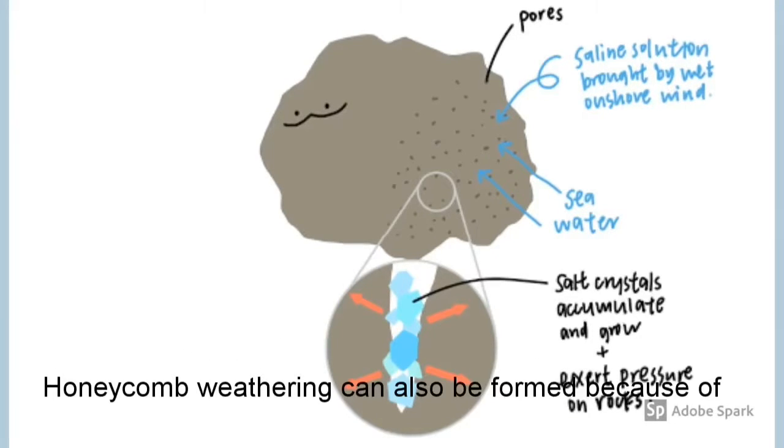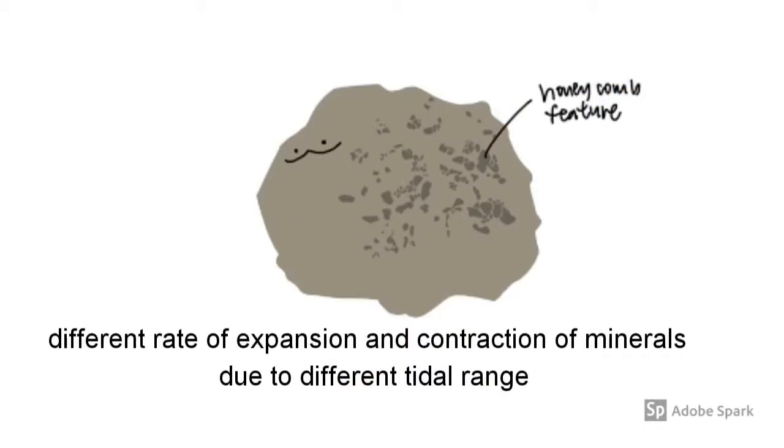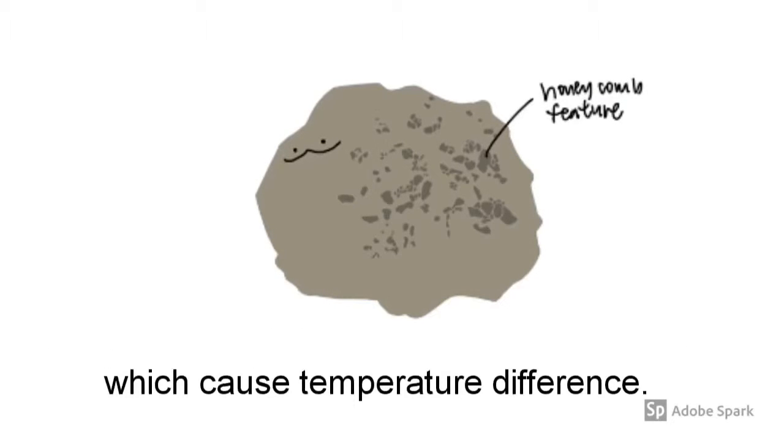Honeycomb weathering can also be formed because of different rates of expansion and contraction of minerals due to different tidal range, which cause temperature difference.